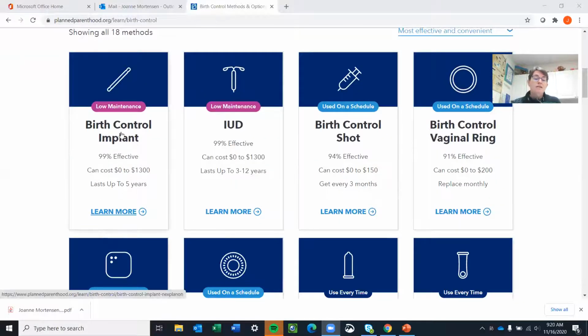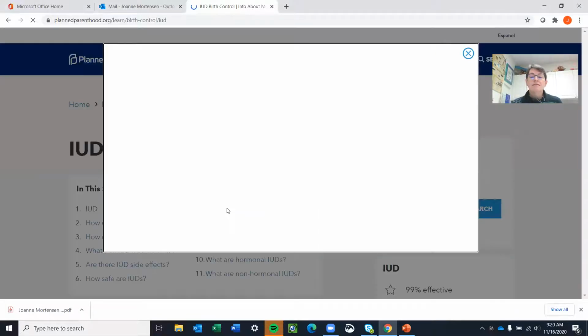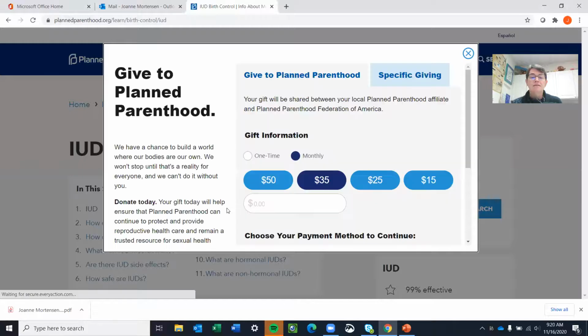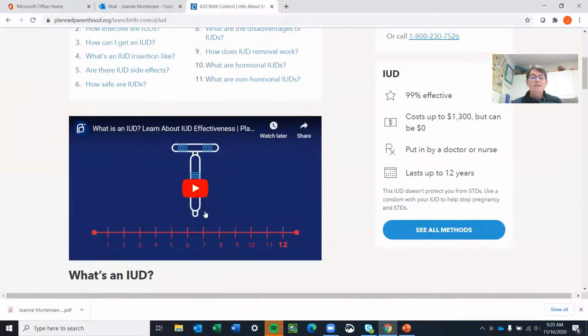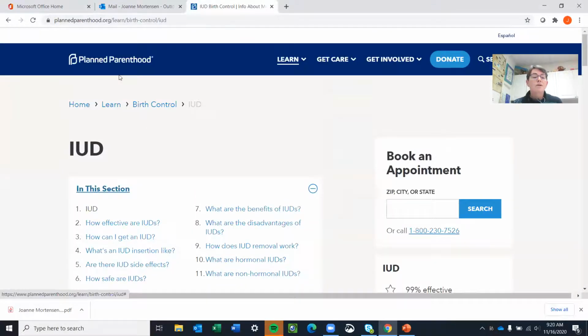So if you want low maintenance, you can do a birth control implant. It says it's good for 5 years, or an IUD, intrauterine device that gets put right into the uterus. And oh, wait, learn more. Oh, there's even a video here. Basically what happens is that's implanted in the uterus and it prevents pregnancies. Let me go back.